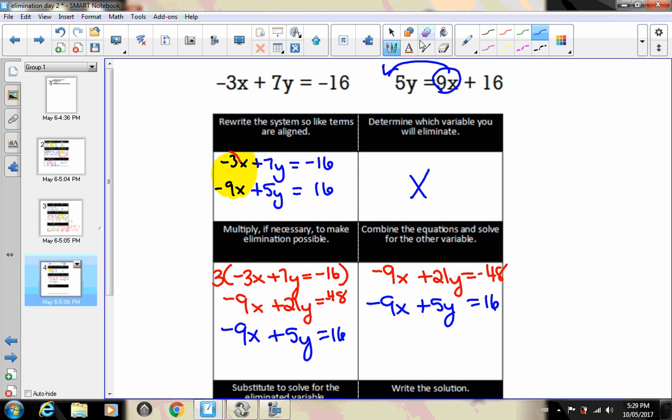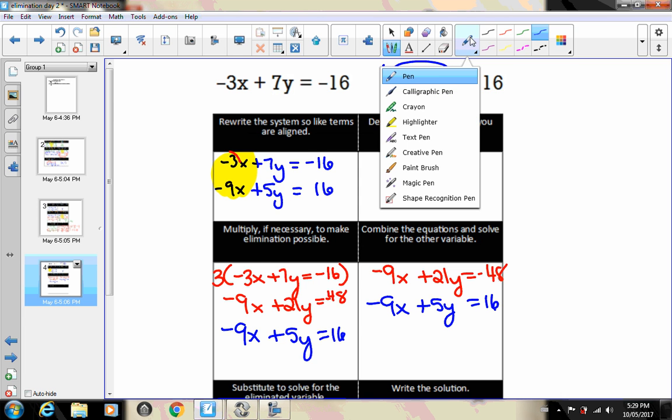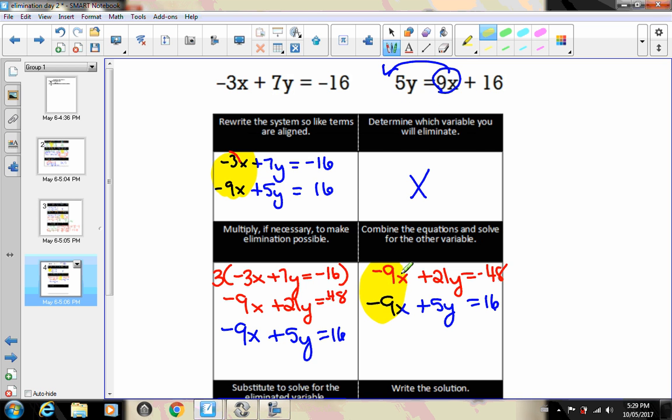Now, I look here, which variable can I eliminate? I can eliminate the 9x. So what do I have to do? The top 9 is negative, the bottom 9 is negative, so the signs are the same. If they're the same, I have to subtract. So negative 9 subtract negative 9 gives me 0, nothing. That's what I wanted to eliminate. 21 minus 5 gives me 16y. I can take negative 48, subtract 16, gives me negative 64.